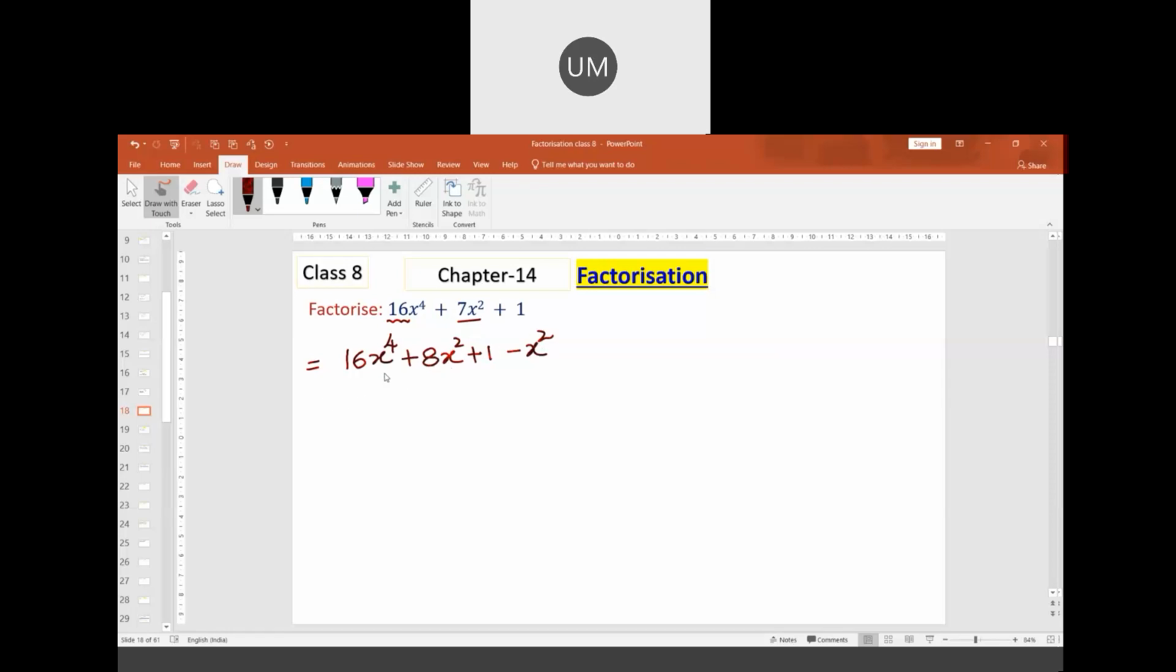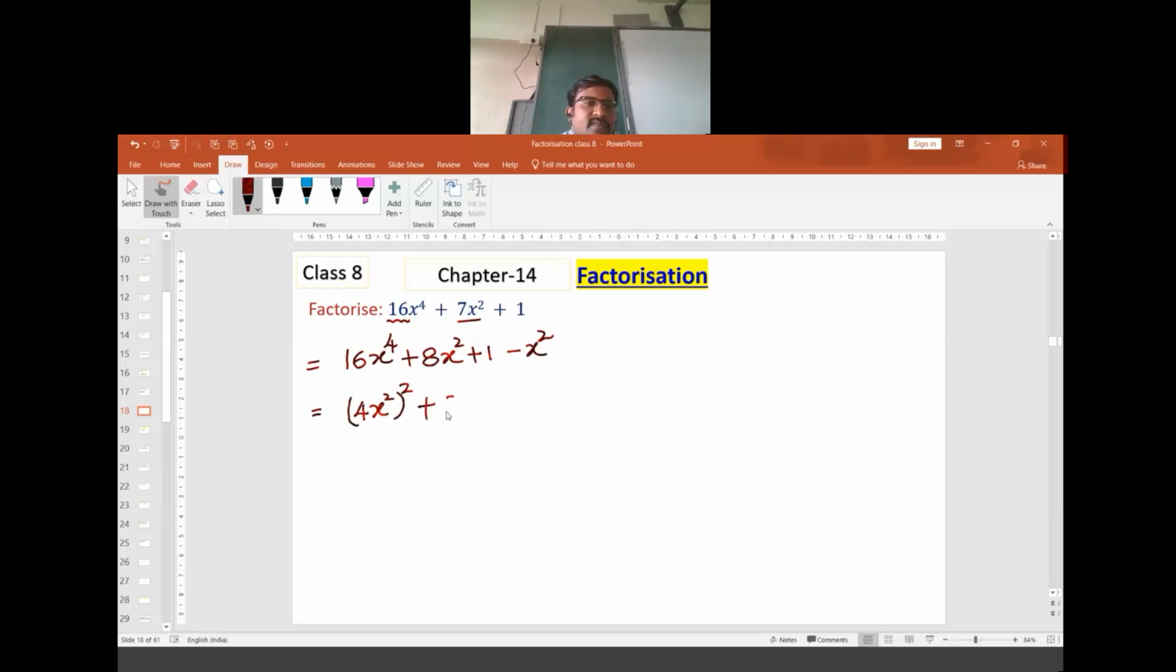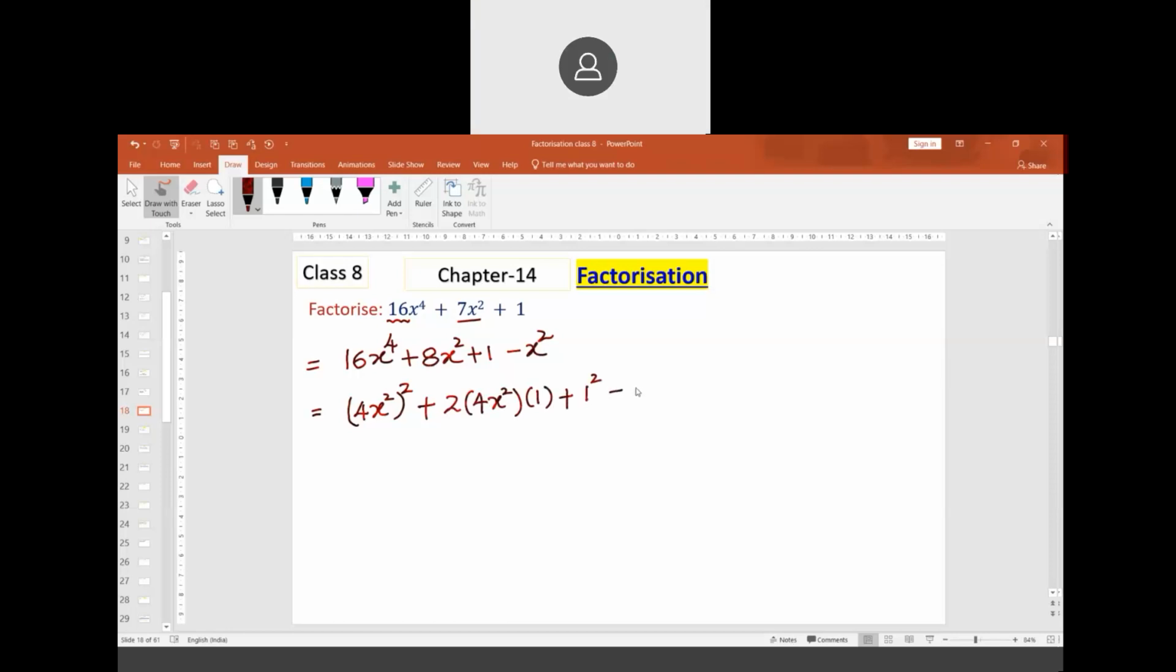What is the use of writing in this way? Let me tell you. Now just observe this. If I write this as 4x square whole square, it is the same as 16x to the power 4. Correct. This middle term I will write as 2 times 4x square into 1, plus the last term I will write as 1 square minus x square. So it is minus x square.